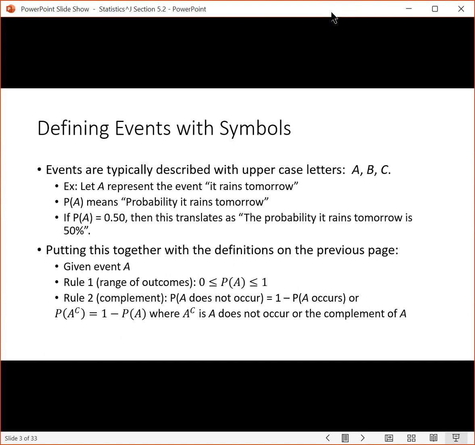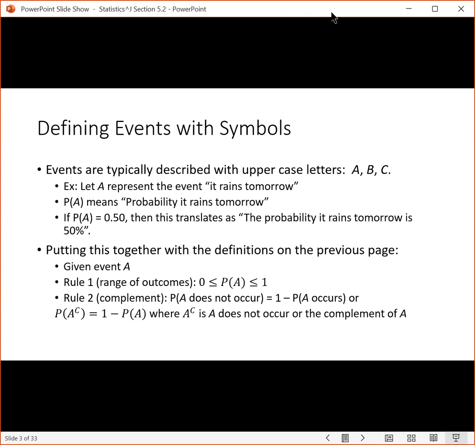Events are typically described with uppercase letters, such as A, B, or C. For example, let A represent the event it rains tomorrow. Then P of A, written in that format, P parenthesis, capital A, parenthesis, means the probability it rains tomorrow. And then if P of A equals 0.5, we would translate that as the probability it rains tomorrow is 50%.